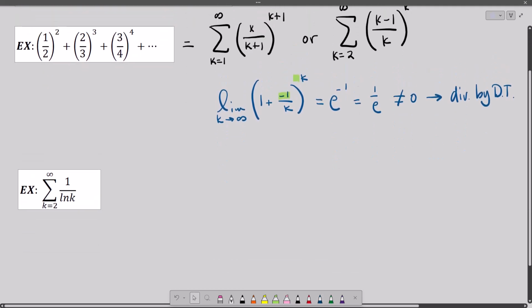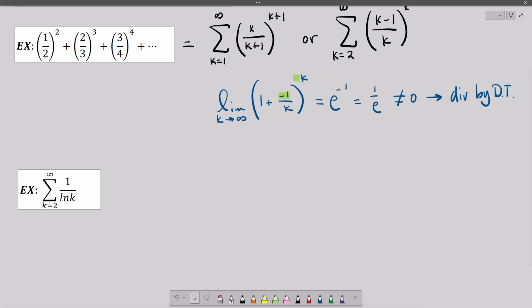All right, this one's a little bit funky. We can use a comparison test here. And the question is, what is your b sub k going to be?